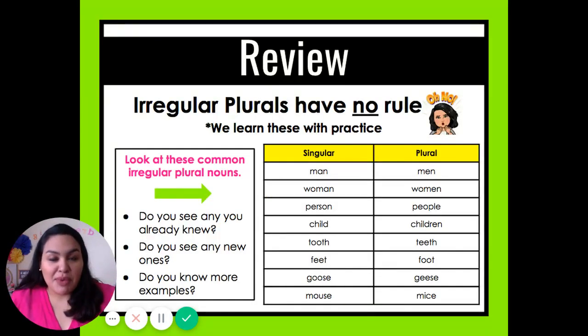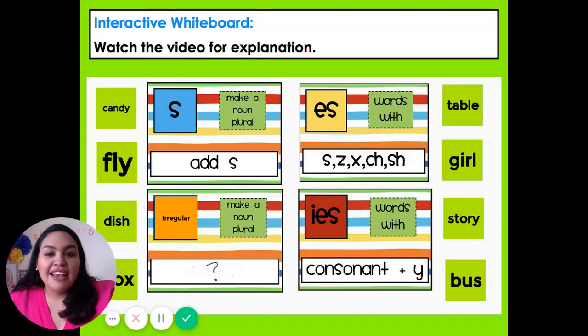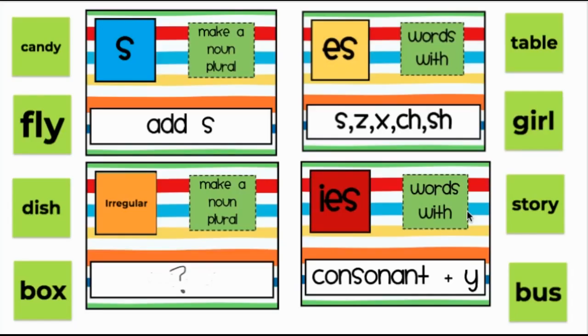So review, remember irregular plurals, they have no rule. So we just have to practice them and we have to use them often so we can learn them, okay? So here we're going to do an activity. Here we have all our plural rules, okay?